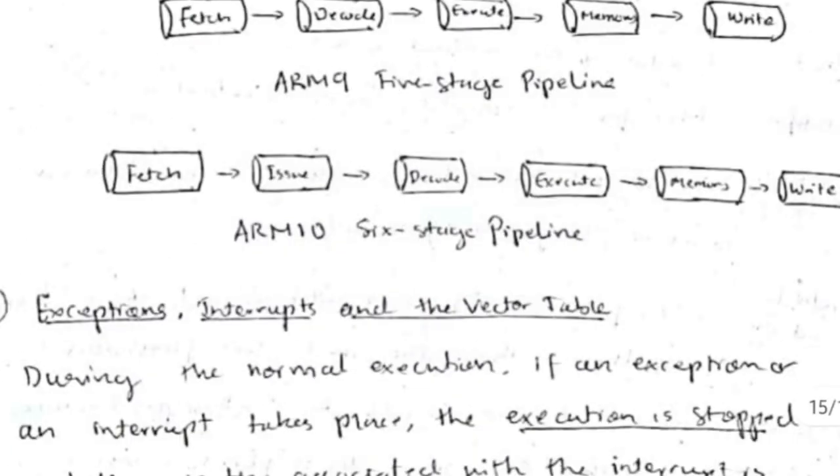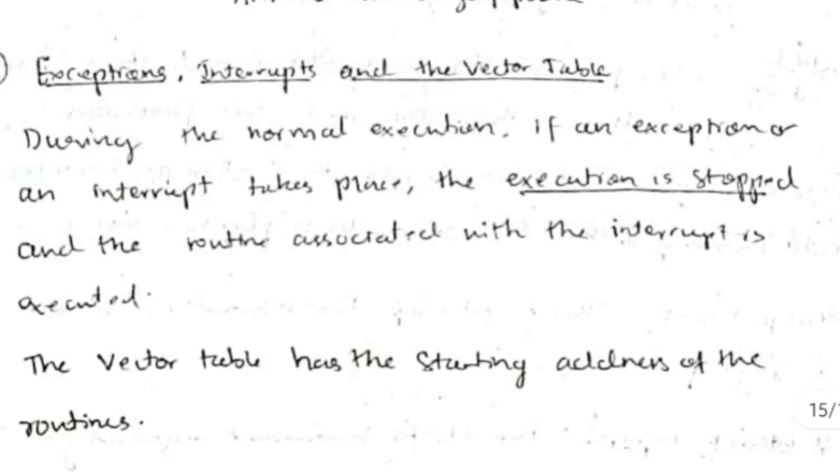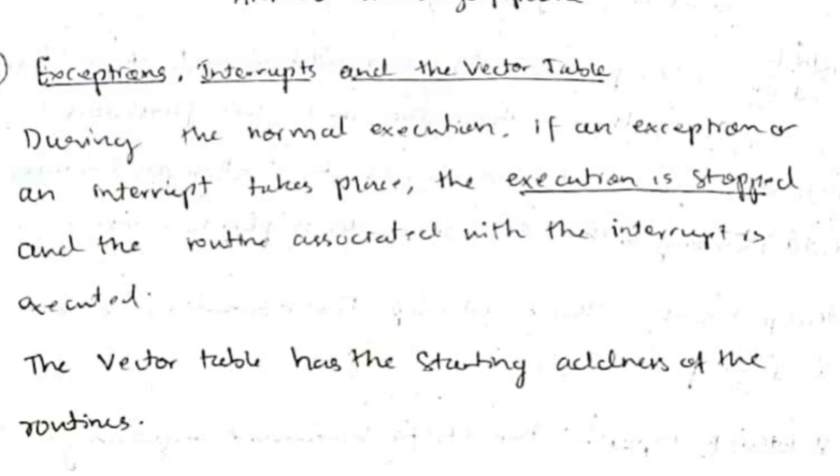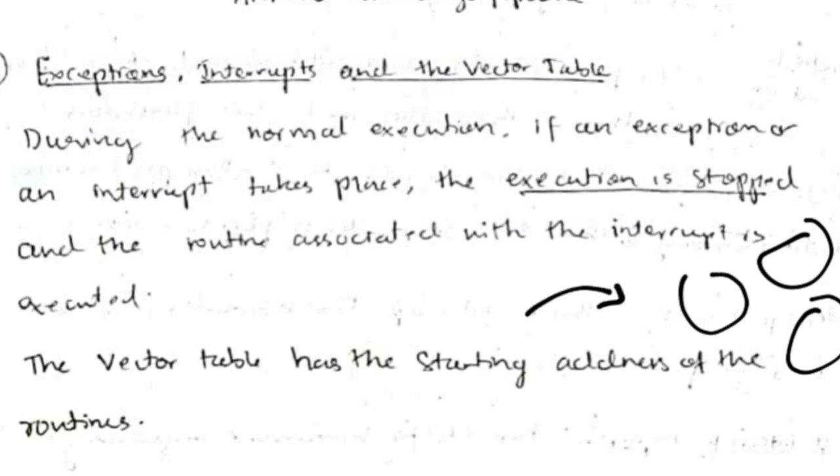Moving on, we have exceptions, interrupts, and vector tables. Exceptions and interrupts are closely related. Whenever normal execution is going on, if an exception or an interrupt happens, the normal execution will stop and it will be serviced first. Exceptions happen due to various reasons, such as an error, supervisor mode, privileged mode, or the processor failing to access some memory location.